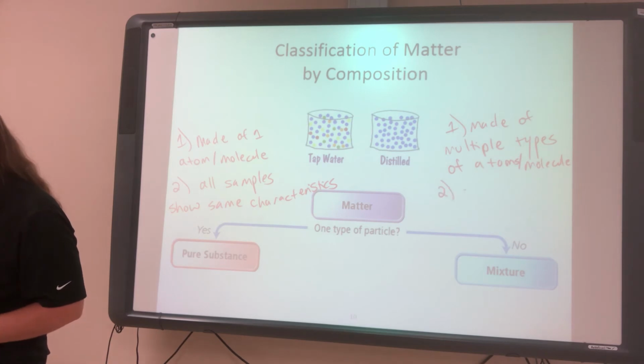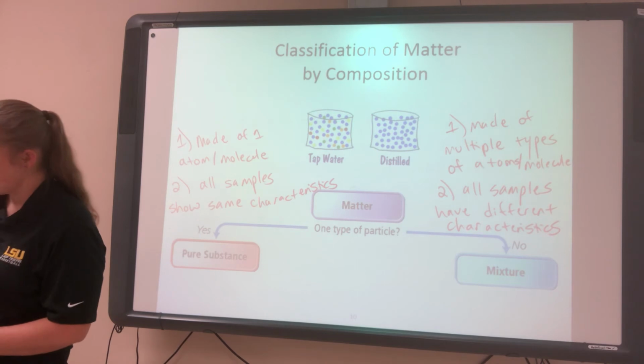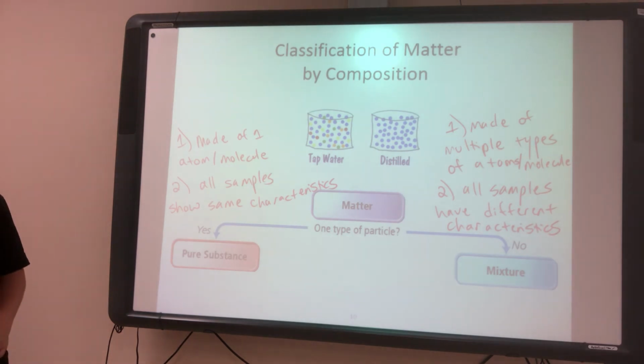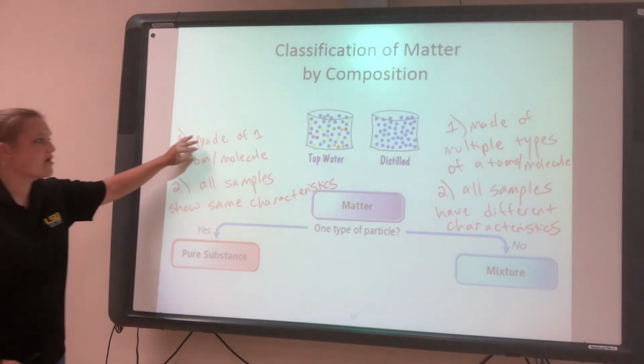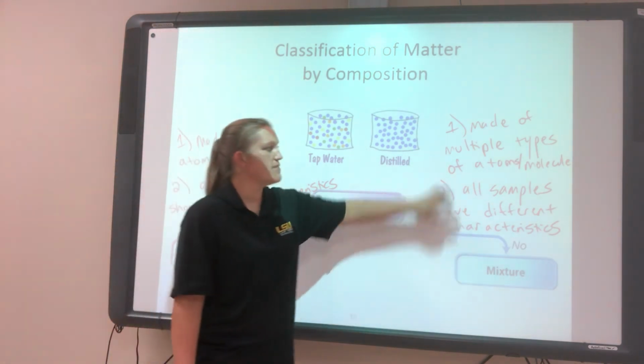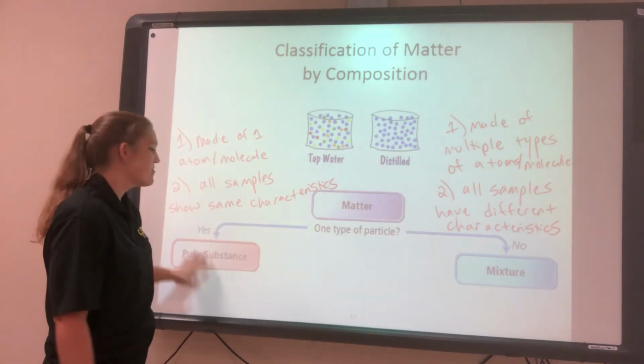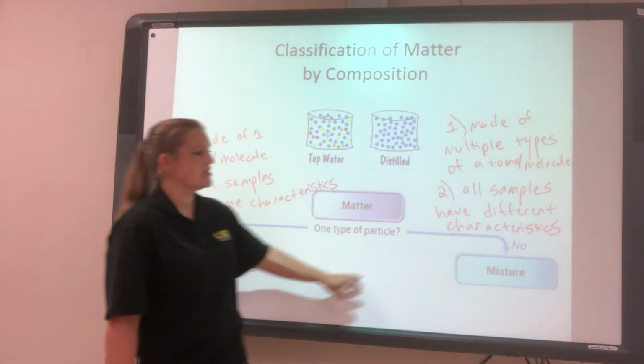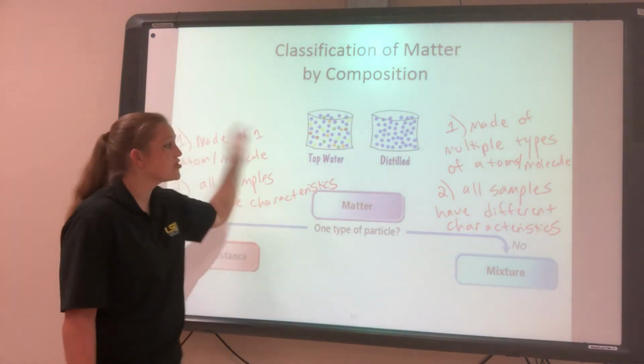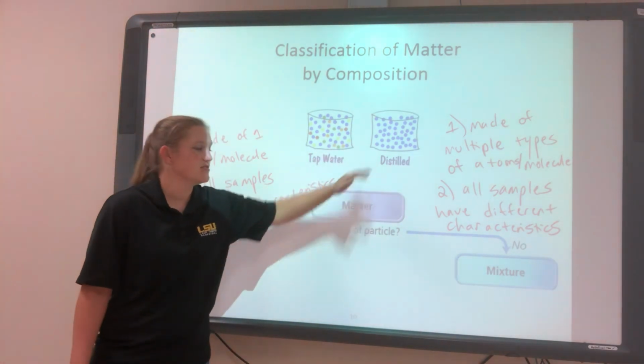The second characteristic is that all samples have different characteristics. Okay? So a pure substance is made out of one atom or molecule, a mixture is made out of multiple. The pure substance has all the same characteristics. This is different. So let's talk about our two examples. I have tap water and distilled.